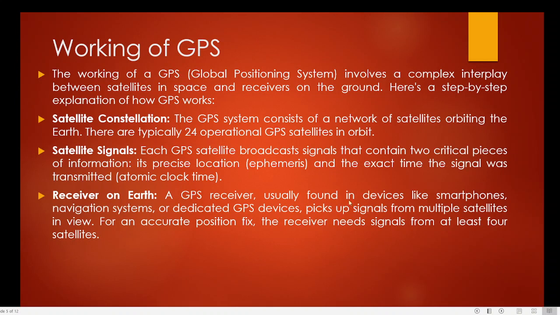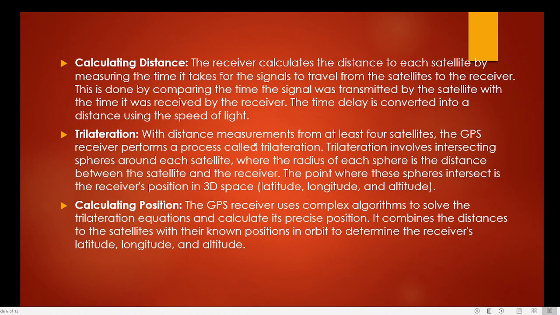A receiver on the earth, a GPS receiver, usually found in devices like smartphones, navigation systems, or dedicated GPS units, will be picking up signals. So only a group of satellites and receivers are the main components. Then how is it calculating the distance? As I told you, it will be using two pieces of information. One, location data, second, time data. These are the two important things. And there is a procedure known as trilateration. When the distance is measured from at least 4 satellites, the GPS receiver performs a process known as trilateration.